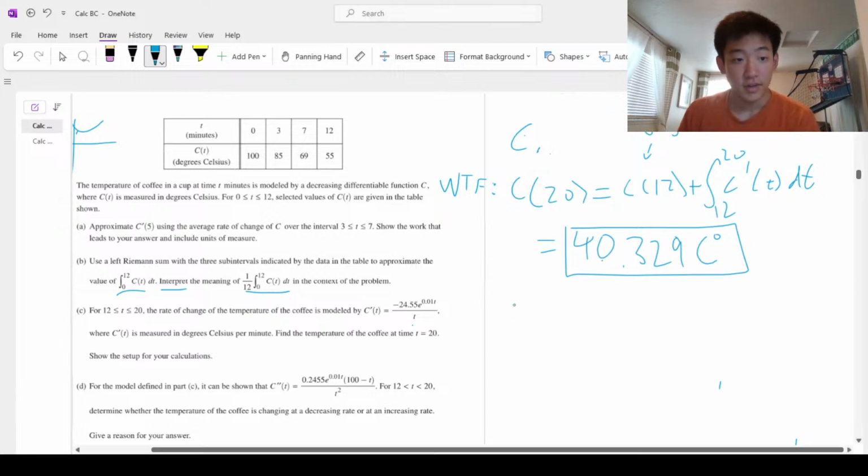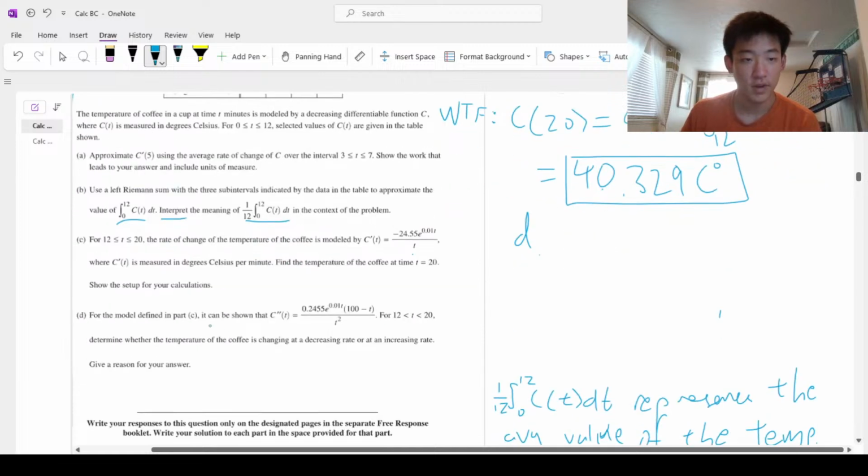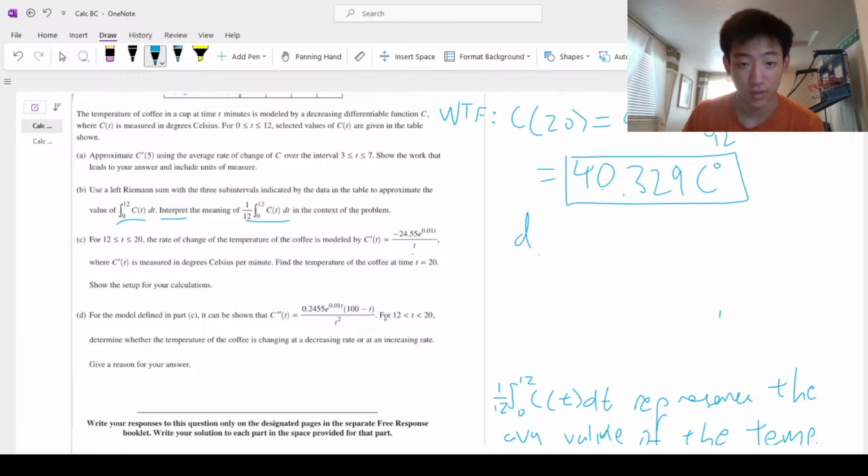All right, so now let's go to part D. For the model defined in part C, it can be shown that C double prime of t equals this thing, which is you're just taking the derivative. Then for this same interval, determine whether the temperature of the coffee is changing at an increasing or decreasing rate. Give a reason. Changing implies a derivative, and decreasing rate is another derivative. So we're actually just using the second derivative, and it's related to concavity, whether it's like this or like this.